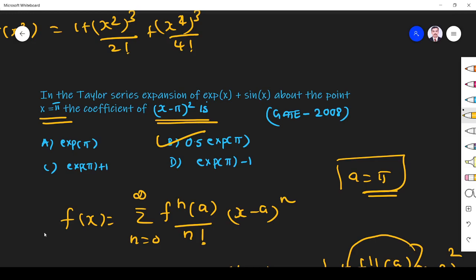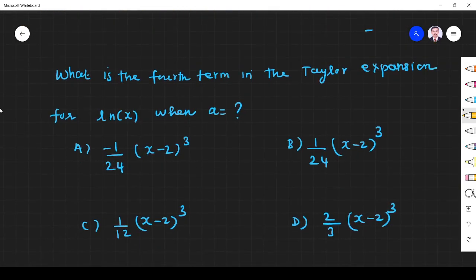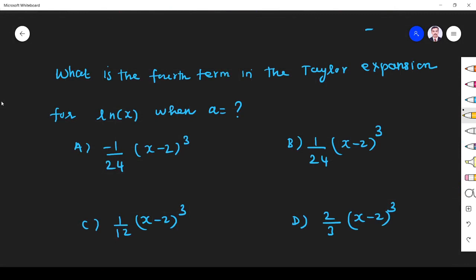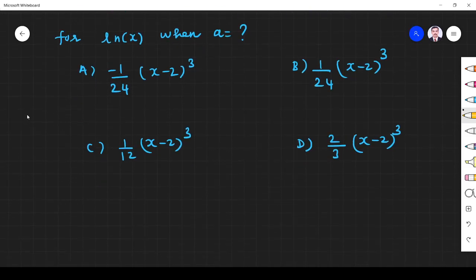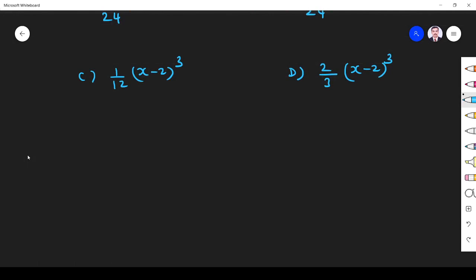Next problem is, okay, let us see. This is a wonderful question. What is the fourth term in the Taylor series expansion for ln x when a is equal to 2? A is equal to 2, right? So the fourth term we have to find. So what is the Taylor series expansion?